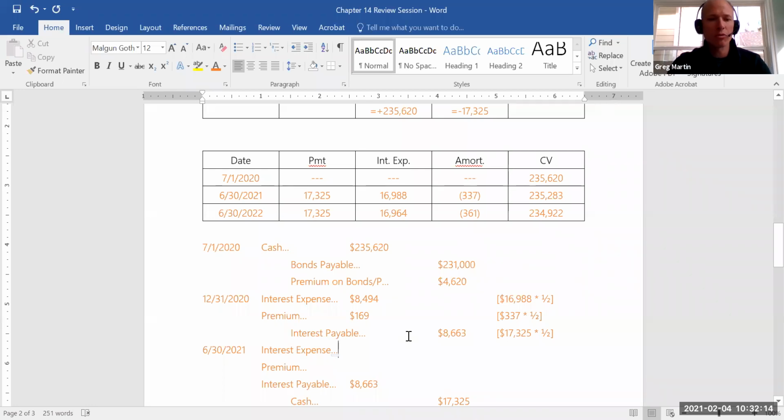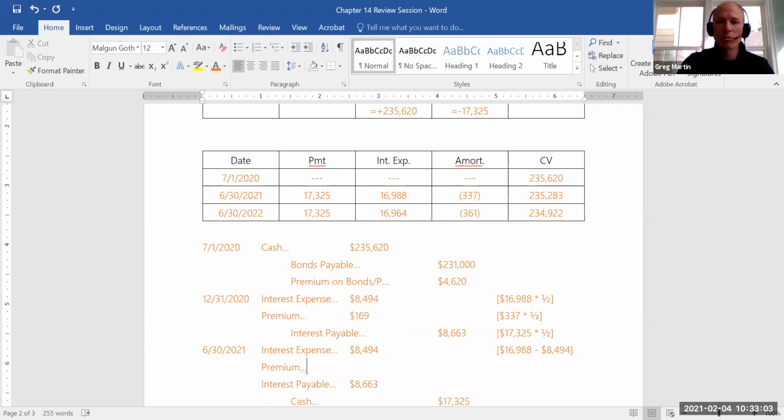Let's talk about the interest expense and the premium. Again, just as a reminder, I'm probably beating a dead horse here. I apologize, but remember, this $16,988 is 12 months of interest from July 1st, 2020, all the way through June 30th, 2021. So over that period, we need to accrue in total $16,988. We already accrued $8,494 at the end of 2020, which means that the remaining $8,494 needs to be recorded on June 30th. And so that's where we get that number. I'm just going to take the 16,988 and subtract what we previously accrued, 8,494.